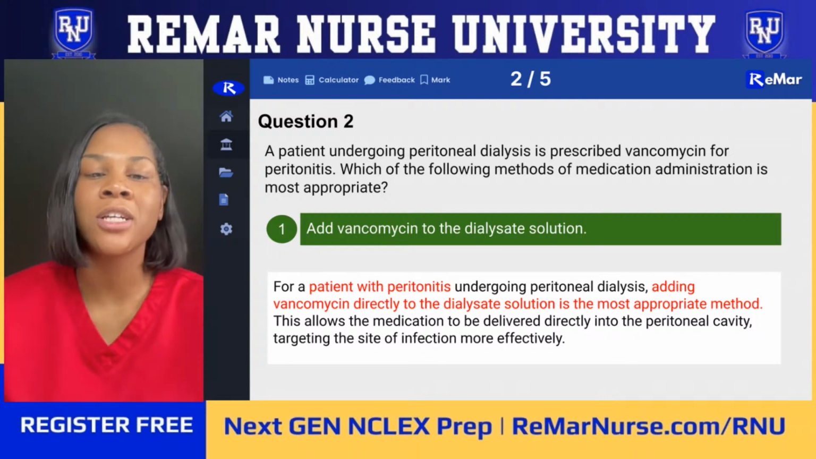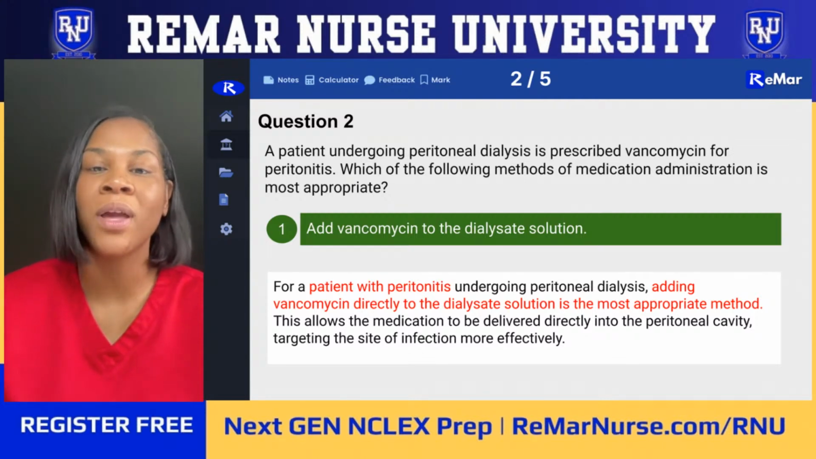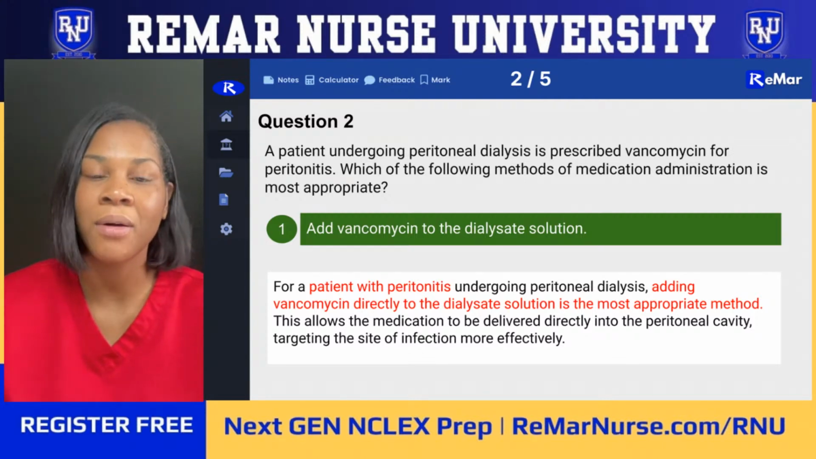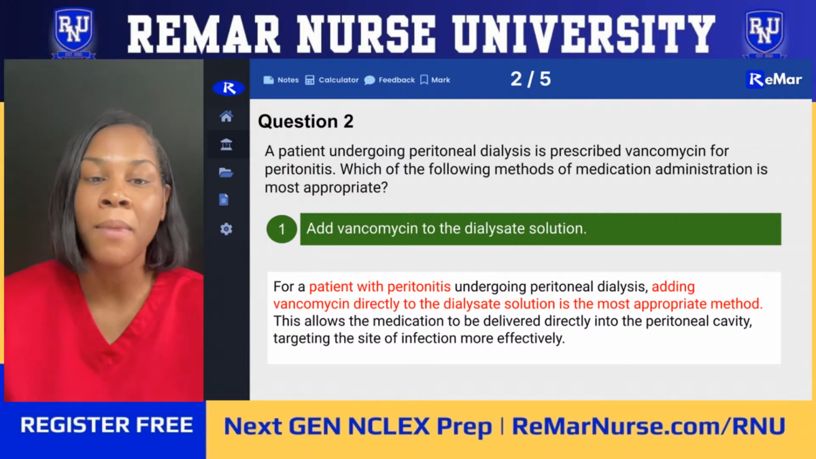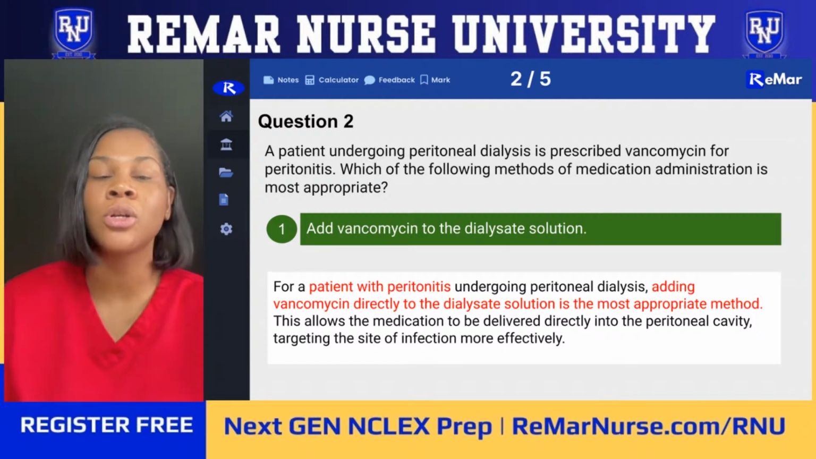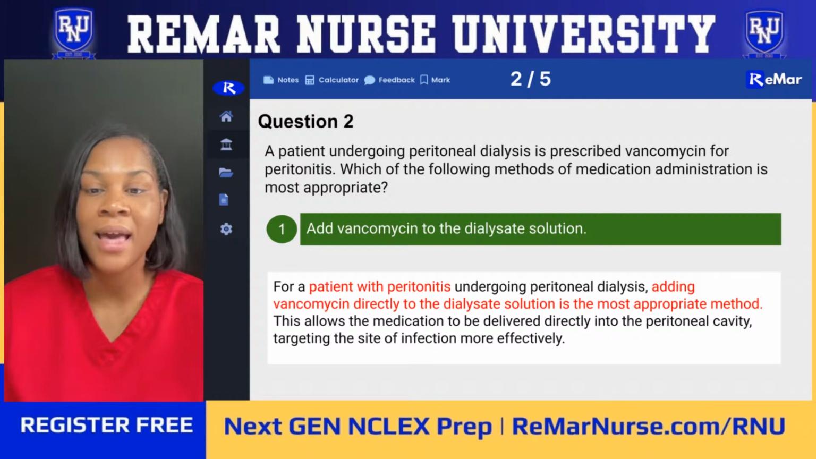Why? For a patient with peritonitis undergoing peritoneal dialysis. Okay, it says here the patient is undergoing peritoneal dialysis. So adding vancomycin directly to the dialysate solution is the most appropriate because it's going to put the medication where it needs to go, and that is in the peritoneum.